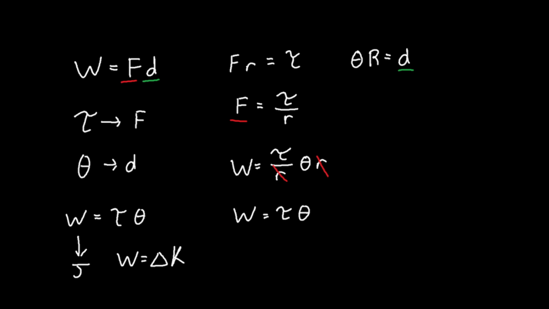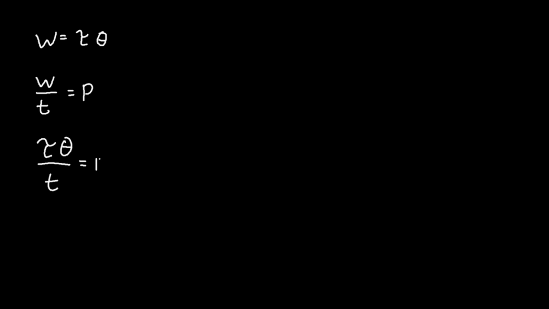Okay, how about for power? Well, in the previous problem, we determined that work is equal to torque times your radial displacement. So what is power? Well, power is work over time. And rotational power is also equal to rotational work over time. So if we write down tau times radial displacement, this is work over time, this should equal power.